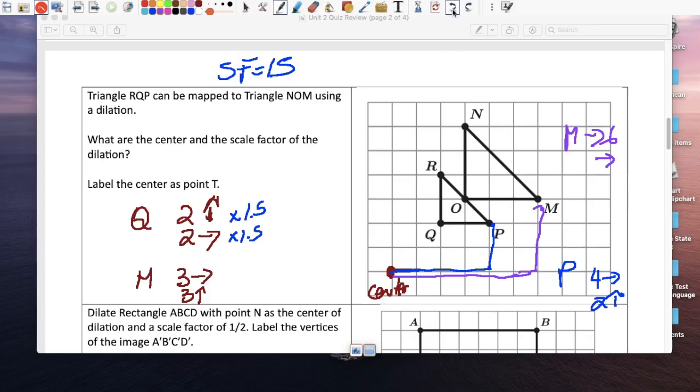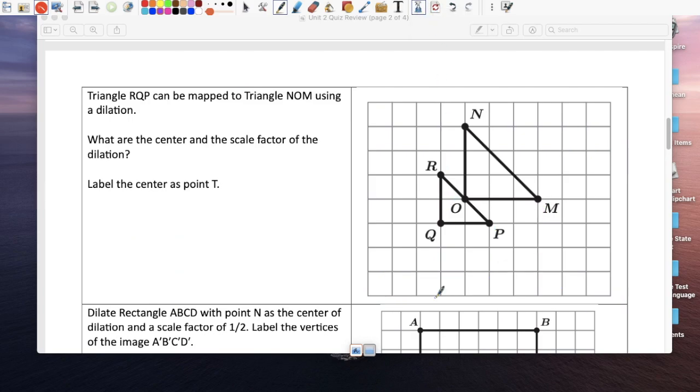Well, just to confirm, if I take 4 and 2 and multiply both of them by 1.5, 2 times 1.5, do I get 3? Yes, I do. If I multiply 4 times 1.5, do I get 6? Yes, I do. So you can tell this is actually the center of dilation, right? So the distance to go to P, the horizontal distance and the vertical distance were both multiplied by a scale factor of 1.5. Nice little problem.